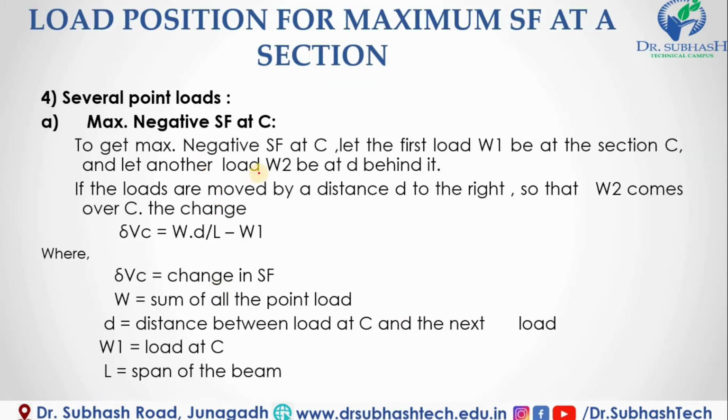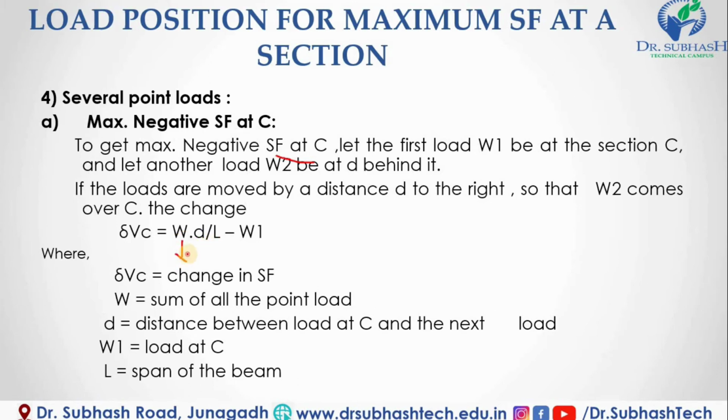So to get the maximum negative shear force at C, let the first load W1 be at the section C, and let another load W2 be behind it. In this arrangement, if the loads are moved by the distance D to the right, so that W2 comes over C, the change in shear force, delta VC, is W into D by L. So what should be the W?